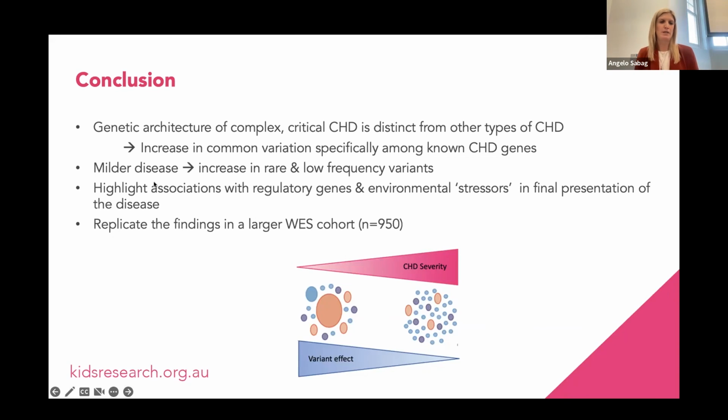What also came out of it, as I mentioned earlier, was the association with regulatory genes such as GATA6, but also environmental stresses and the role that they may play in the final presentation of disease. So the next step really is to replicate the findings in a larger group. As part of a separate study that we're doing with Sally Dunwoodie at the Victor Chang, we'll be exome sequencing 950 of our patients. I'll be using that as a replication cohort to see if we get any more information in regards to what we've seen in this preliminary work.